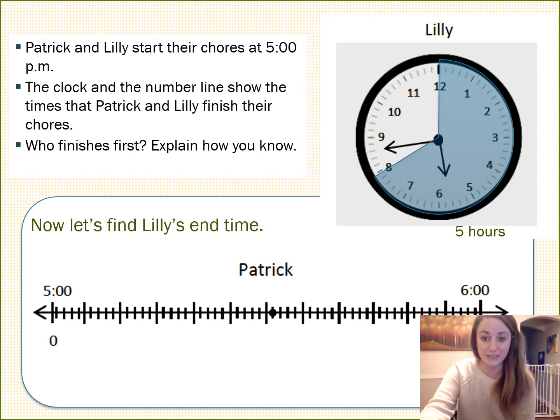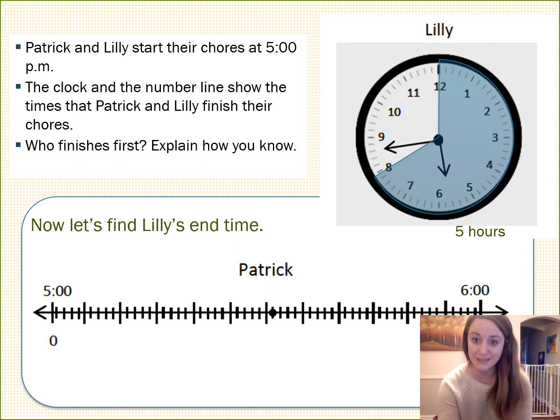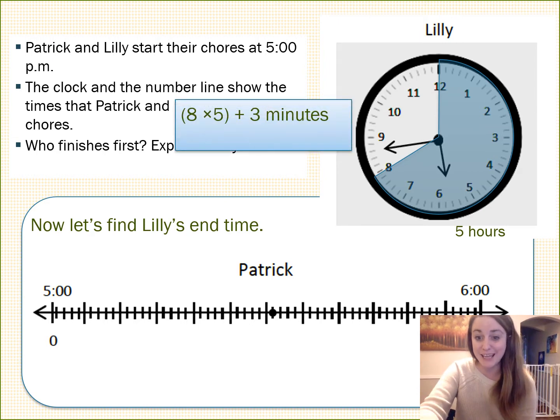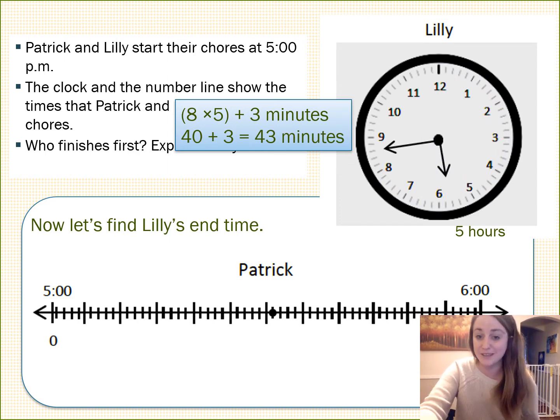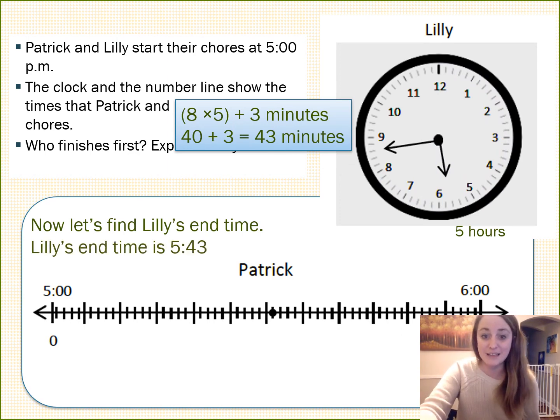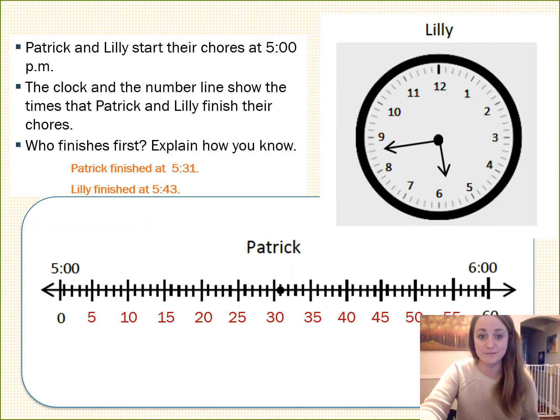35, 40. Now, the minute hand is between the 8 and 9, so now we're going to count by ones. 1, 2, 3. We counted 8 fives, and then we added 3 more minutes. That's going to be the same as 40 plus 3 equals 43. Lily's end time was 5:43.